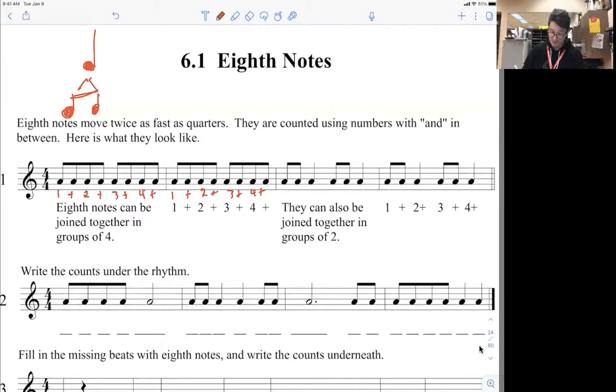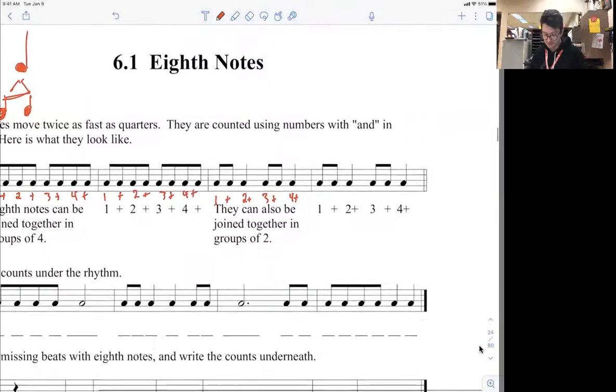And then if we have a regular quarter note in there, we can just write that still as 1 and 2. Now that's really an "and" right next to it. We don't have to write that. We don't have to say it, but if we'd like to, if it helps us, we can do that. So 1 and, 2 and, 3 and, 4 and. And then the last measure they've done for us, 1 and, 2 and, 3 and, 4 and.